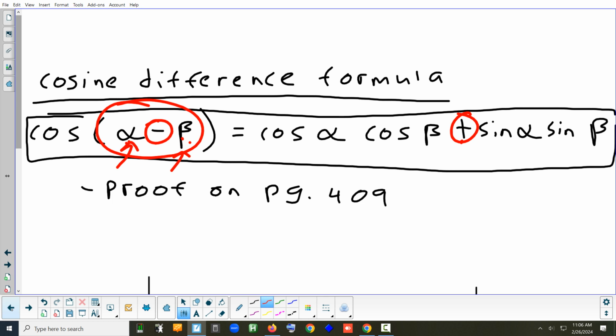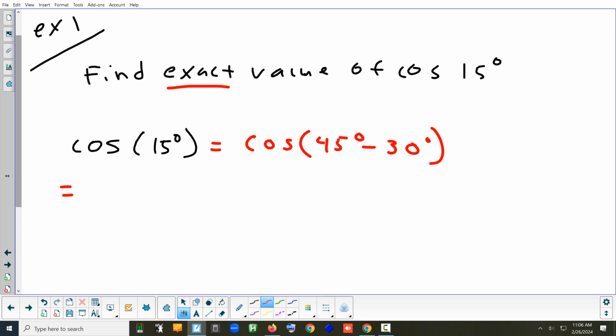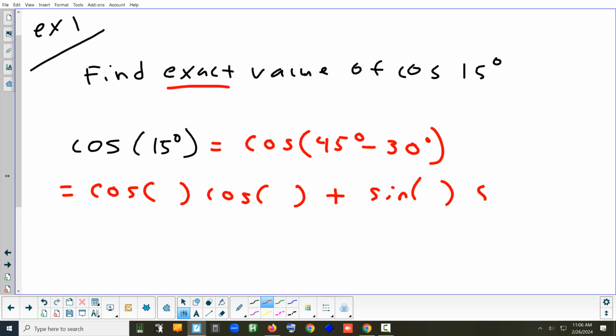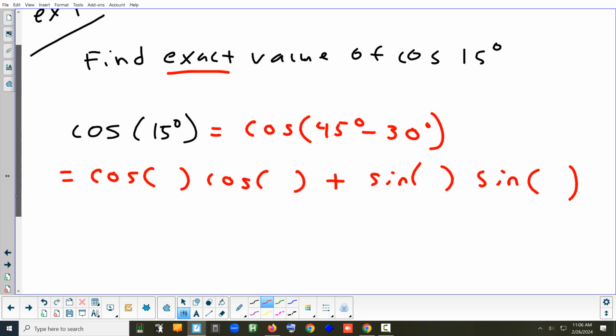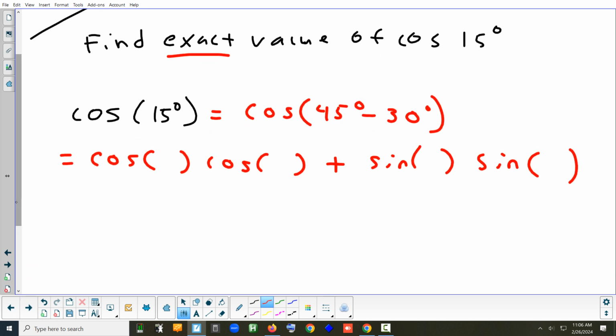Cosine, cosine, plus sine, sine. Okay. So let's fill that in. Cosine, cosine, plus sine, sine. And remember, first, second, first, second. So just fill in your angles. Okay, what's the first angle in this case? 45 degrees. Yep, and the second? 30.